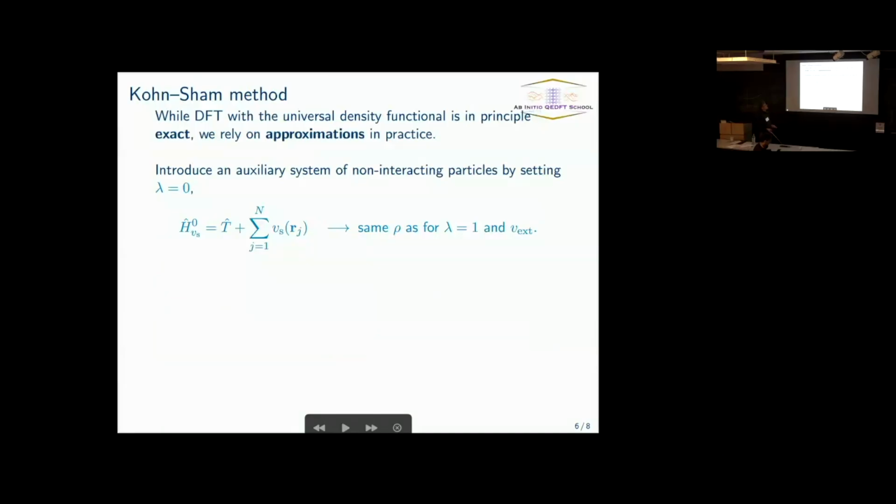And what we will do now in order to facilitate approximation is we introduce an auxiliary system of non-interacting particles. So here is now lambda equal to 0. That is, the Hamiltonian collapses to just the kinetic part and external interactions. And traditionally, the external potential is written here with an S, and nobody knows why S. Maybe single particle, or maybe Slater, I don't know. Mystery. Nobody knows. Maybe Sham, yeah.